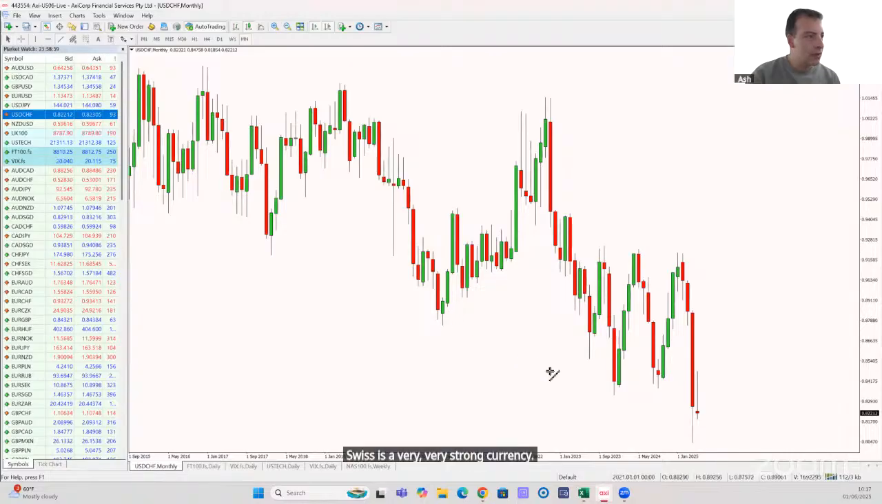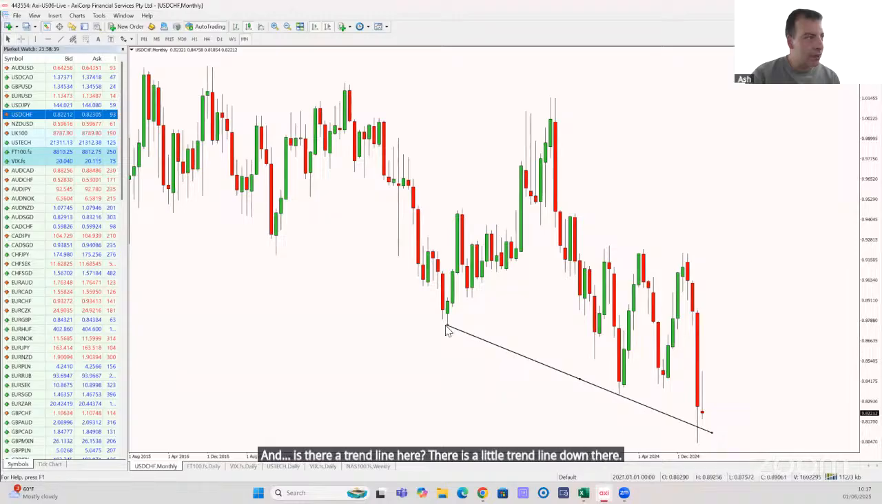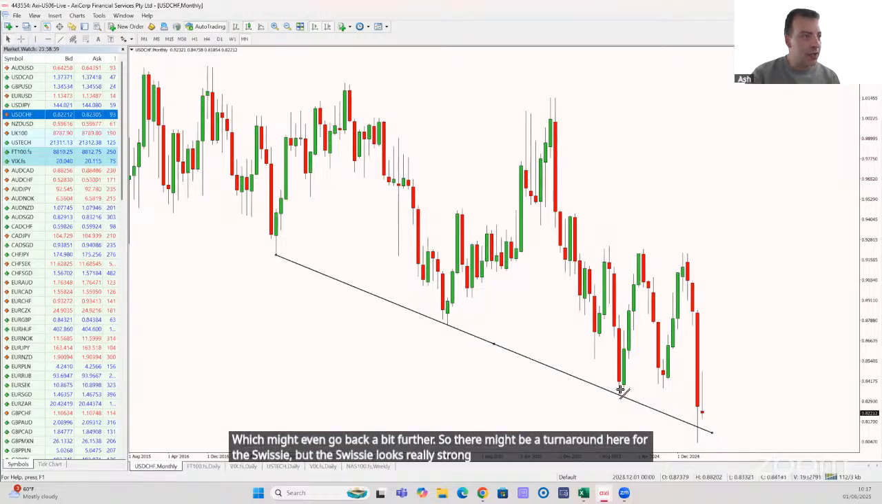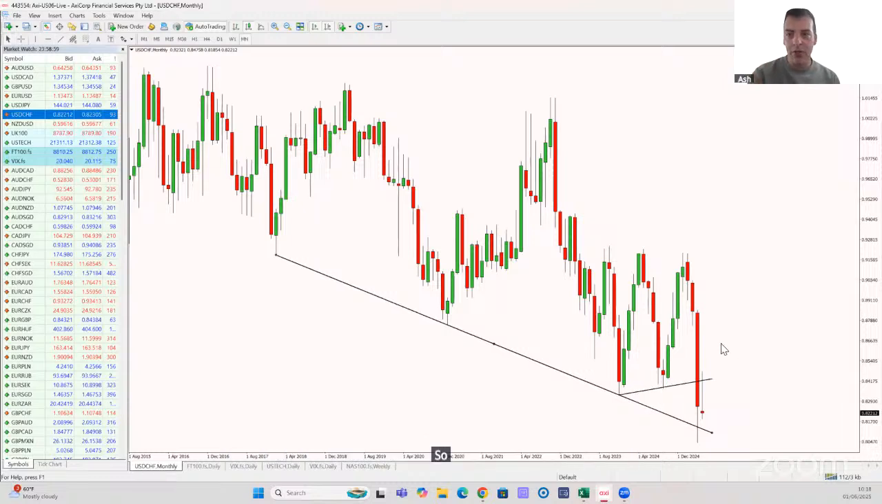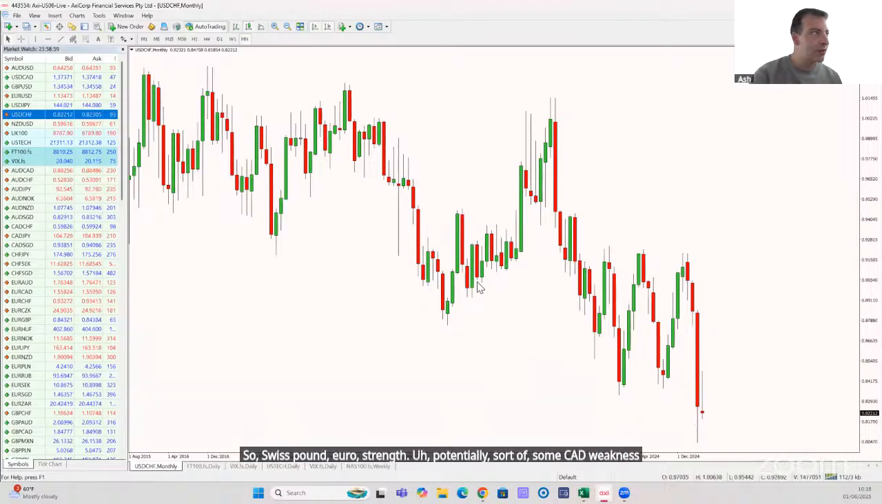And is there a trend line here? There is a little trend line down there, which might even go back a bit further. So there might be a turnaround here for the Swissy, but the Swissy looks really strong and is another break of an area here. So Swiss, pound, euro, strength, potentially some CAD weakness, potentially some yen weakness.